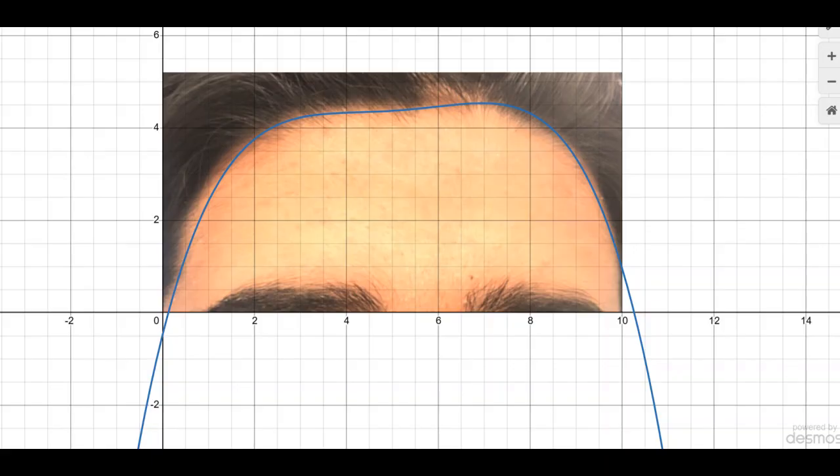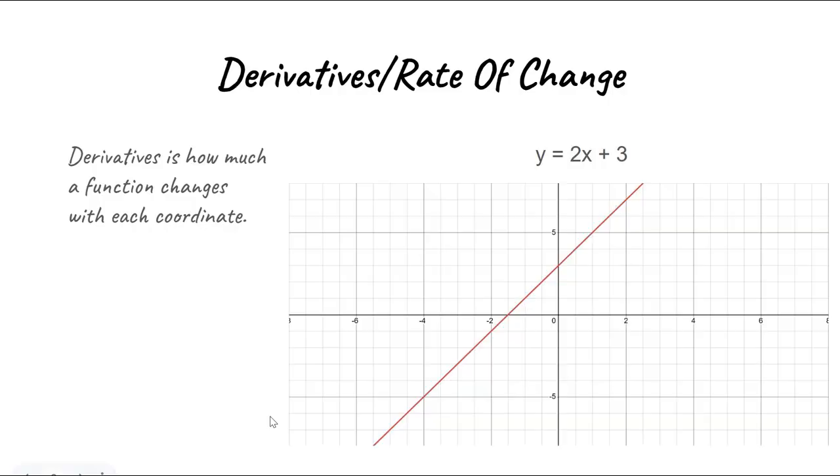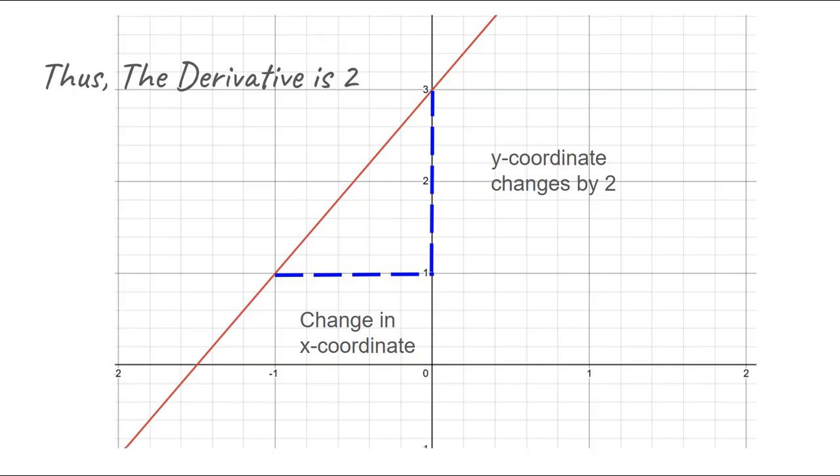Before we can do that, let's learn what a derivative is. A derivative is how much a function changes with each coordinate. In simple terms, the slope. Take a look at this function: y equals 2x plus 3. The slope is 2, and thus the derivative is 2 in this case, as with each change of an x coordinate, the y coordinate changes by 2.